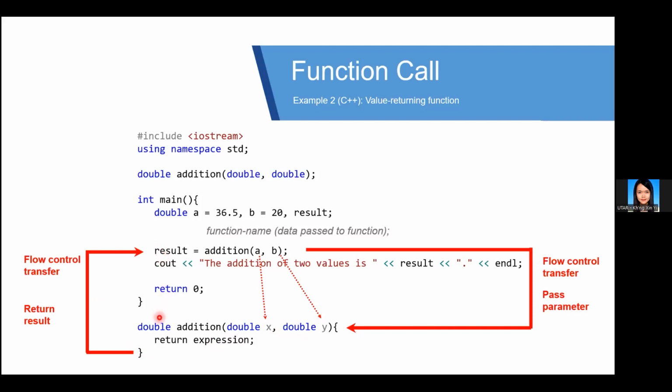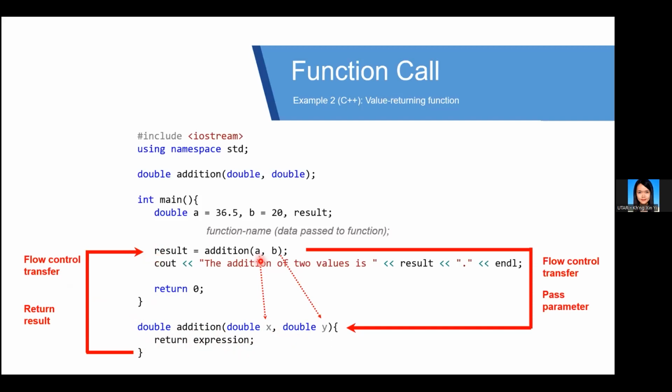But remember, since double is the return type, after the function is done performing its job, it's going to return a value of double data type back to the function caller. So that's why we have to include a return statement here. You have to include this return statement so that you can return the result back to the function caller in the main function.